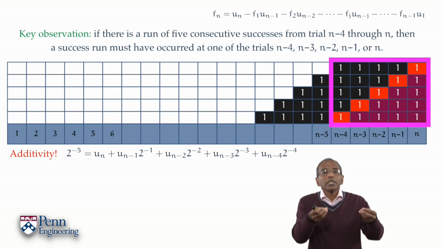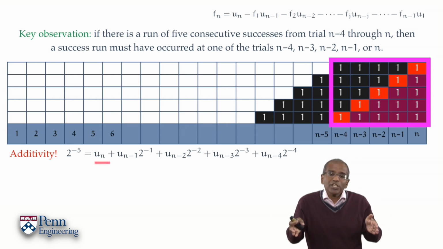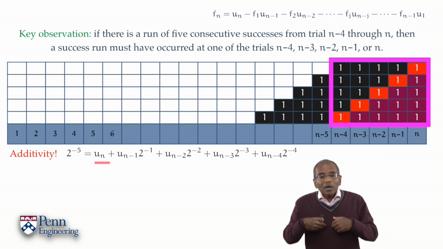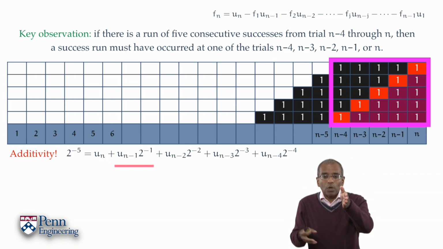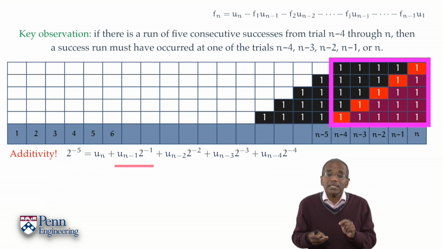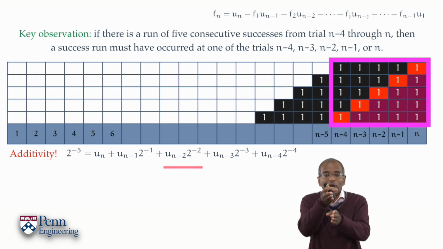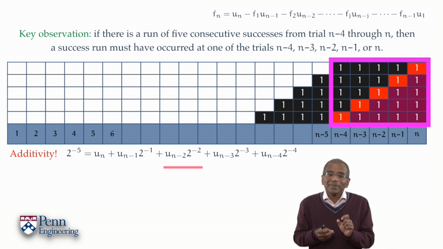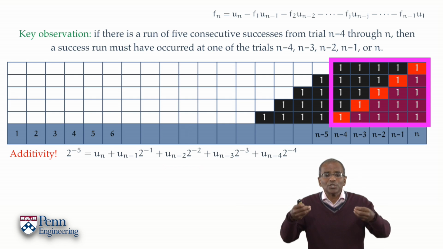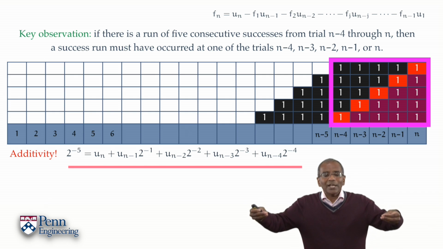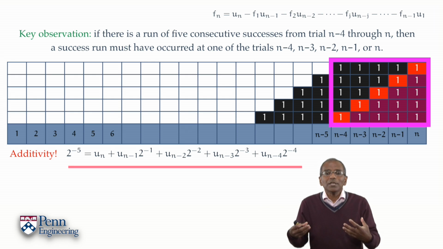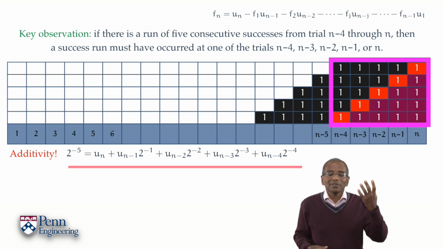And now we stitch together the possibilities. The first row has probability un. A success run terminated at trial n, in which case you do get 5 ones in a row. Or a success run terminates at trial n minus 1, probability u_{n-1}, and you have one more success, which is u_{n-1} times 1/2. Or a success run terminates at trial n minus 2, probability u_{n-2}, and then you have 2 successive successes, and the probability of that is 2 to the power minus 2. And we systematically stitch the pieces together. And these 5 pieces added together must give you the probability of the event that you had 5 ones in a row. Oh, this is lovely.